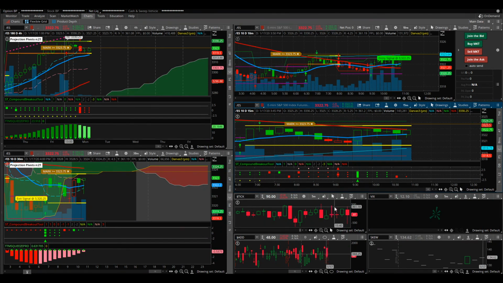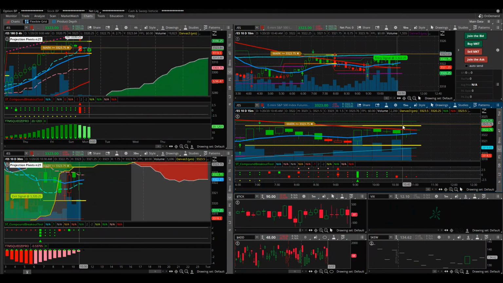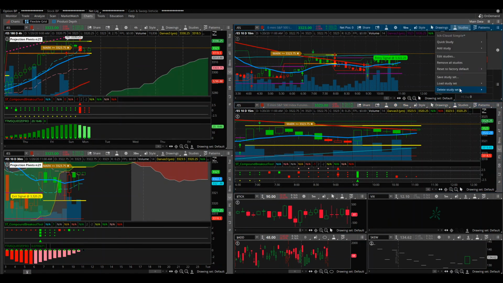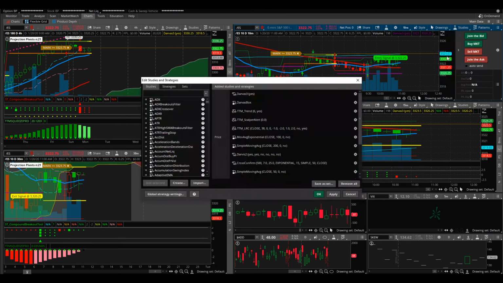What indicator is that? The yellow channel on the chart, those are the Darvas boxes, and I can share that. Yeah, I have to remember how to share.